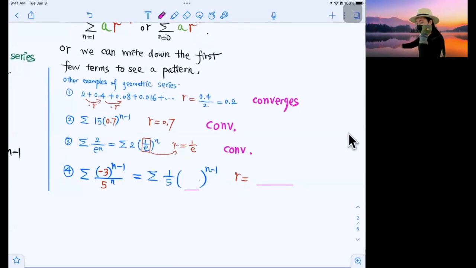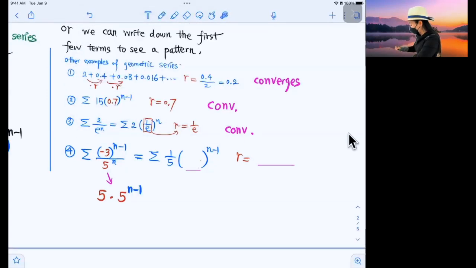Okay, the next one you can try first. Figure out the common ratio. Now to match with this exponent n minus 1, I'm going to break this n as 1 plus n minus 1. So you can write it as 5 times 5 to the n minus 1. So this will be 1 over 5 times, what's the common ratio here inside? Negative 3 over 5, right?